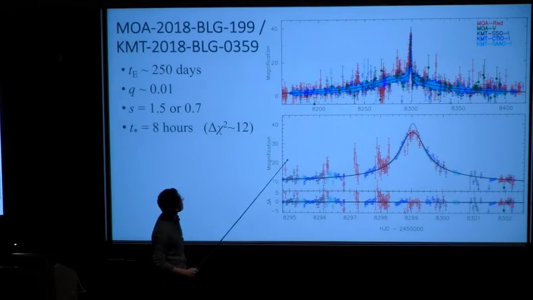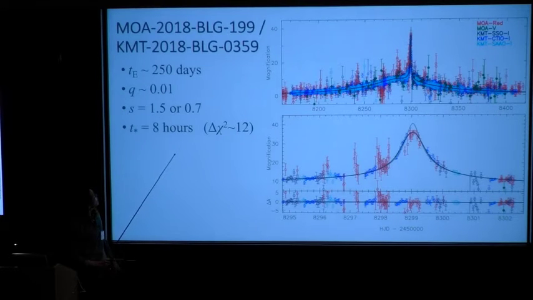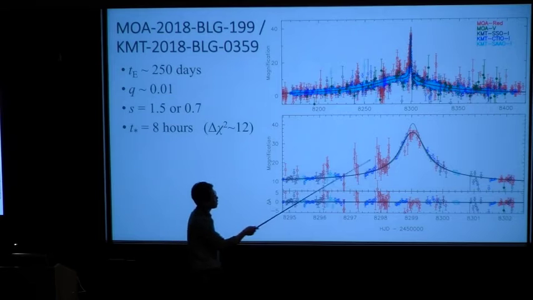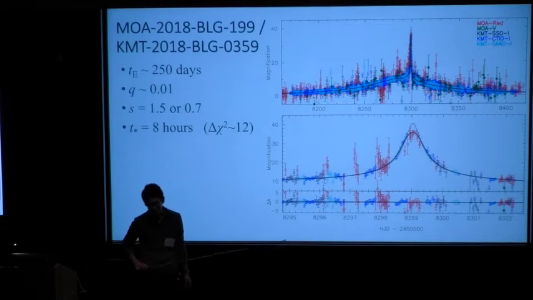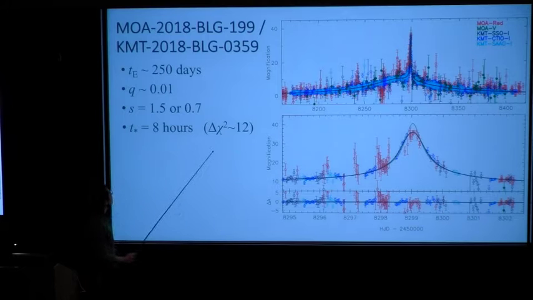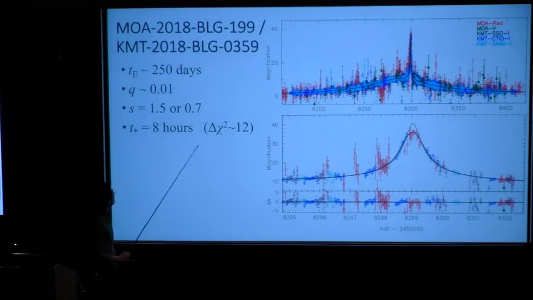CTIO. So in summary, the event time scale tE is around 250 days. It's relatively long, so we can expect parallax signal. And actually, this black line is the best fit model, including the finite source effect and the microlensing parallax effect. And the mass ratio is roughly 0.01, which indicates a gas giant companion planet.